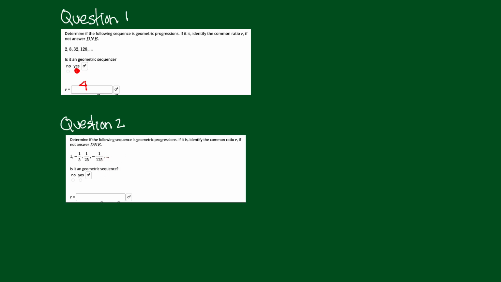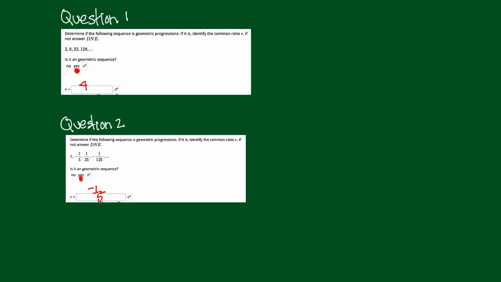Do you think that's geometric? Well, look at the denominators. 5 times 5 is 25. 5 times 25 is 125. I'm going to say yes, but we have to be a little bit careful what we write here. It's not actually a 5, it's 1 over 5. All right, it's 1/5. But look at the signs.